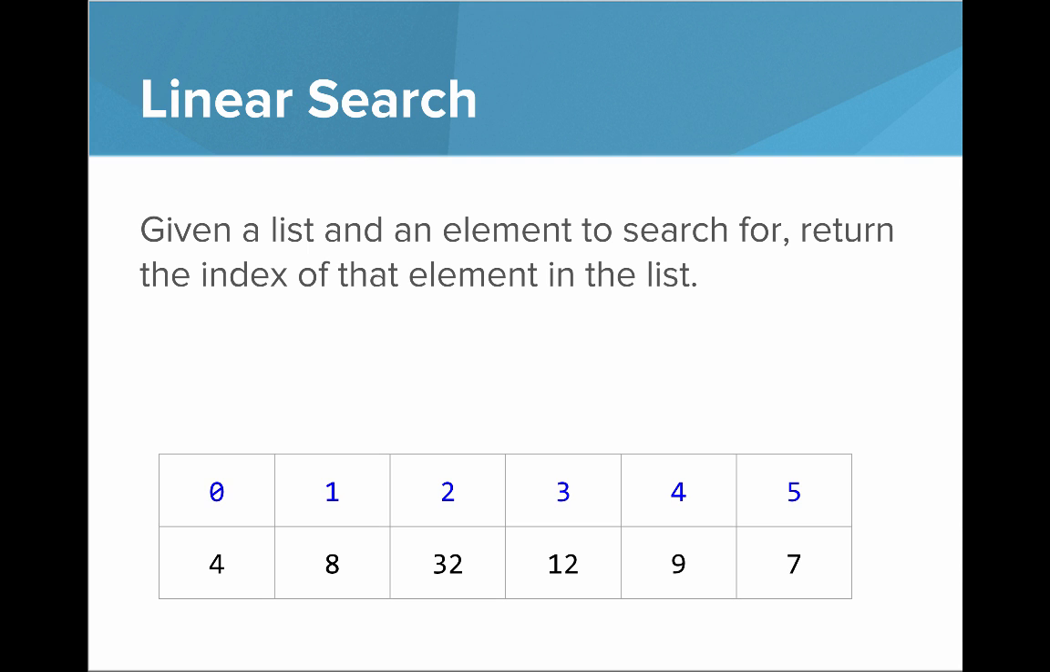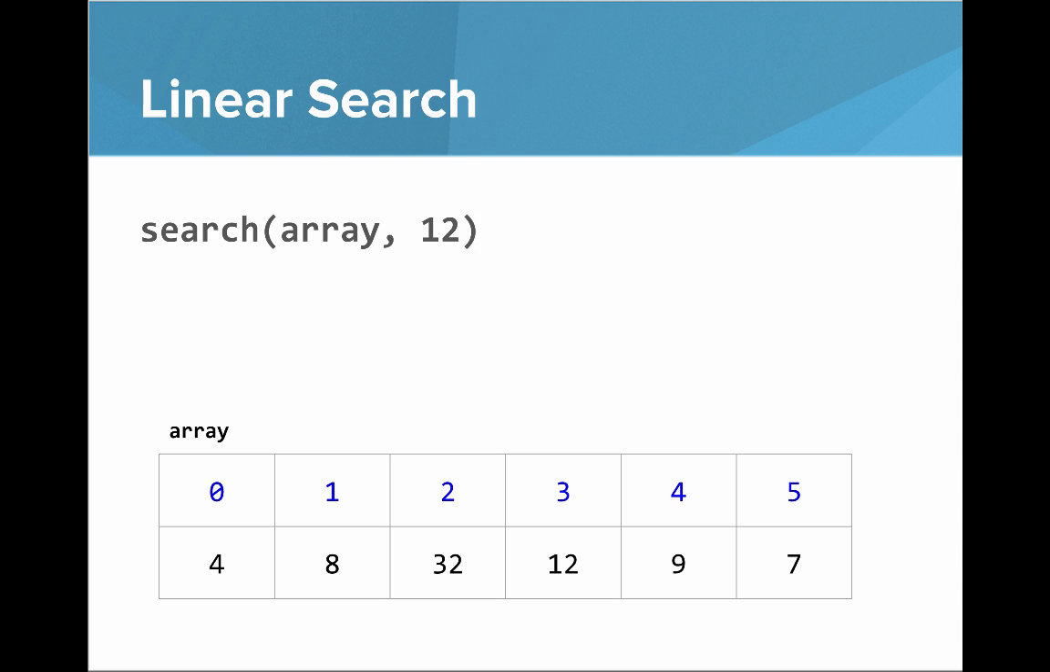So here's our list. The blue numbers are the indices in the array, and the black numbers are the values of those elements. So let's say we want to search this array for the number 12. What would we do in a linear search? Well, in a linear search, we'll go one by one looking through every element to see if we find it.